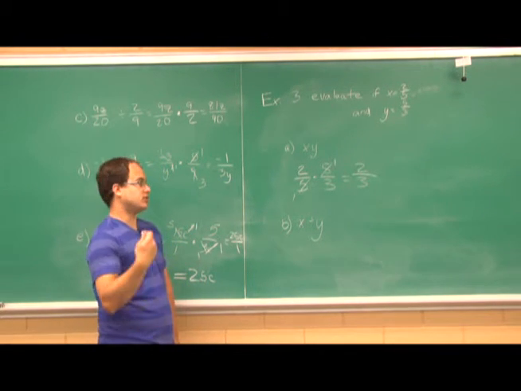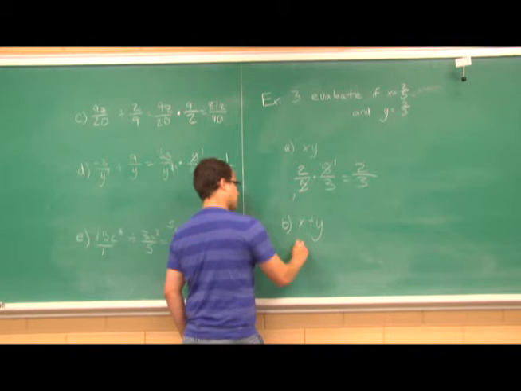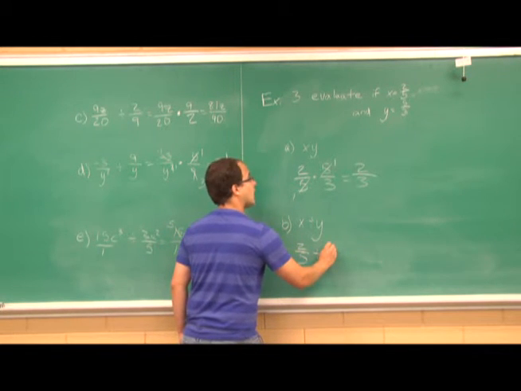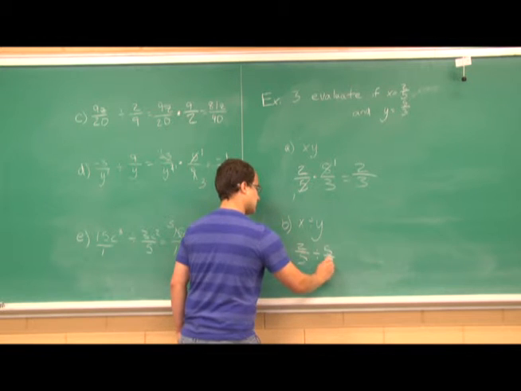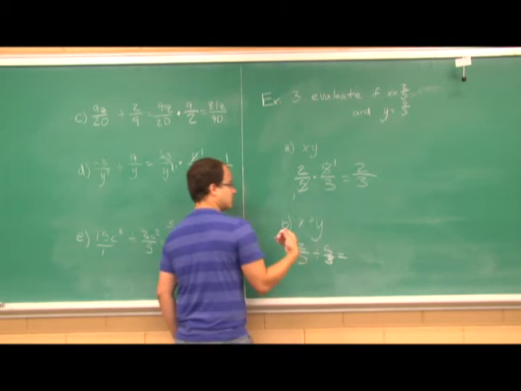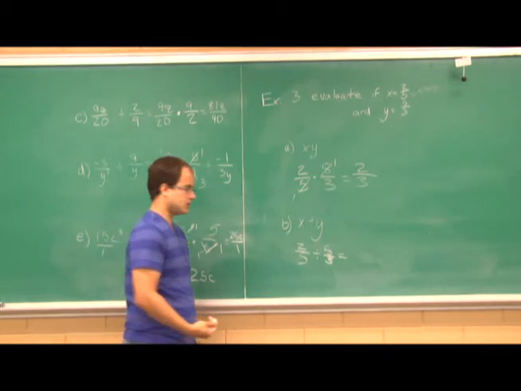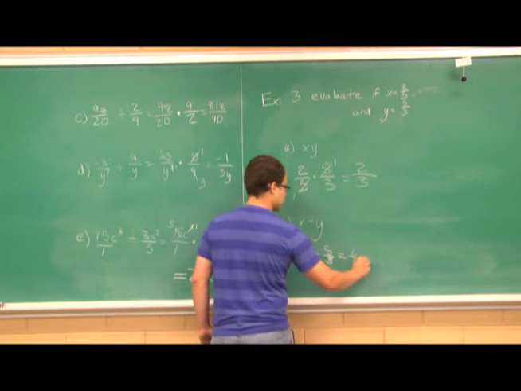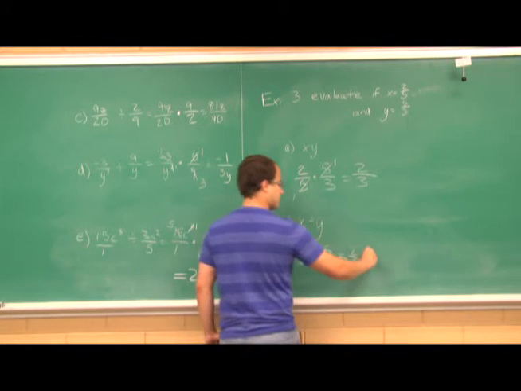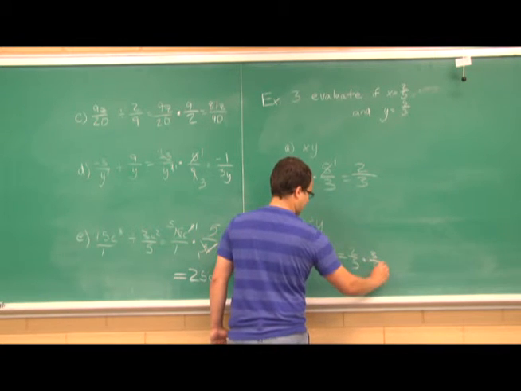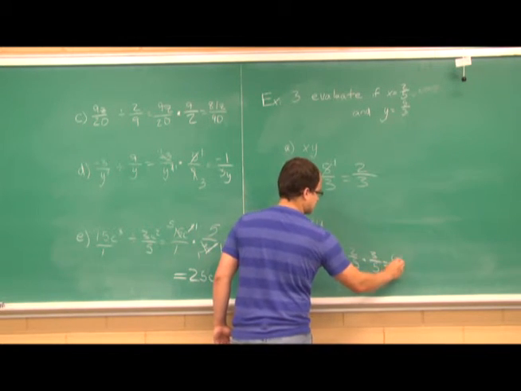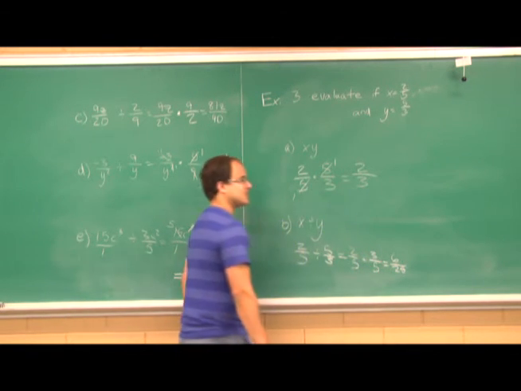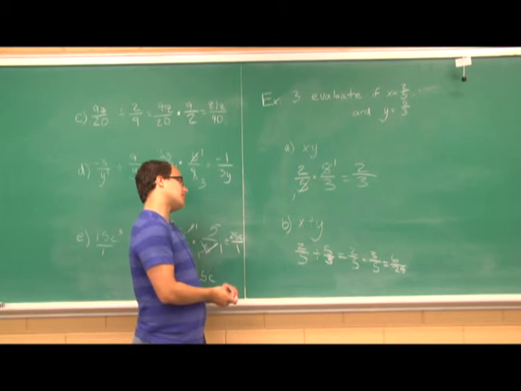With b, I will do the same thing. Replace the x with 2/5, the y with 5/3. And now to do division, remember, keep, change, flip. So 2 times 3 is 6, 5 times 5 is 25, and nothing reduces. So x divided by y is 6/25.